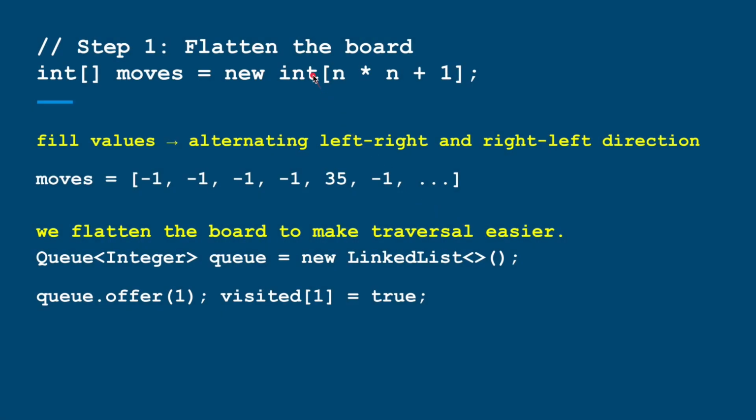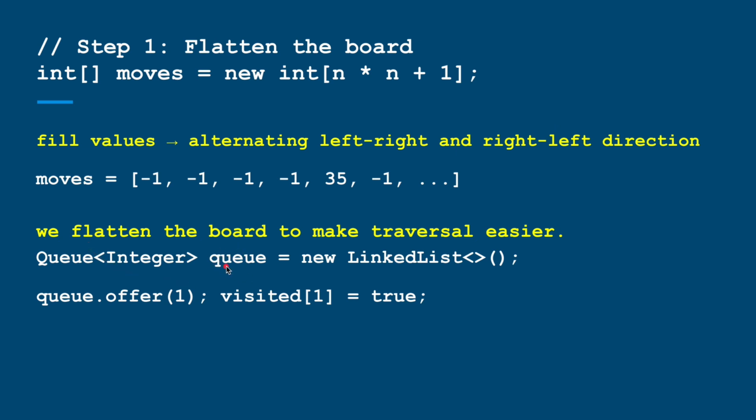So let's understand how to flatten the board. How can you move the n square board into a 1D array? Let's suppose this is called moves. From the n square board, you can write n square plus 1, and move into moves. The moves will be an array like the board. This is the flattened board, and we will fill the values in alternate left-right and right-left directions. We'll initially fill -1, -1, -1 like that, and then 35. When we flatten the board, the traversal will be easier.